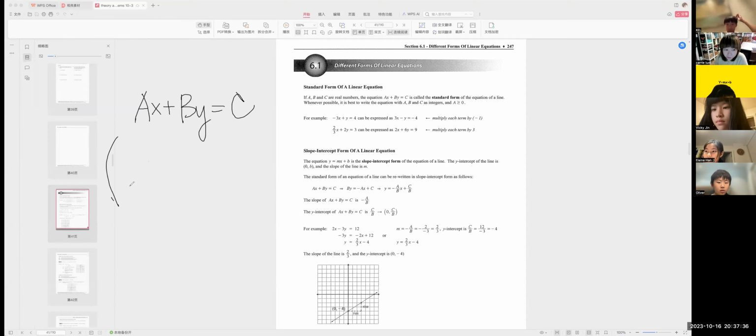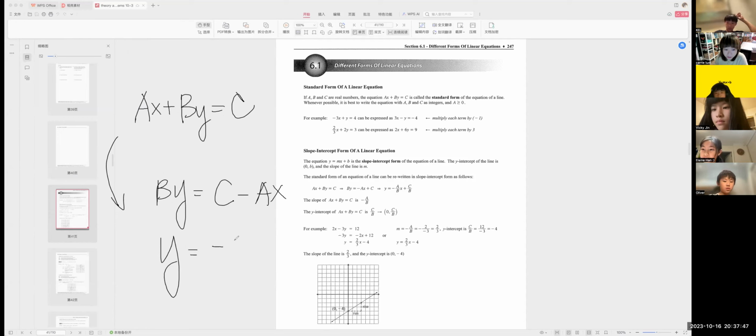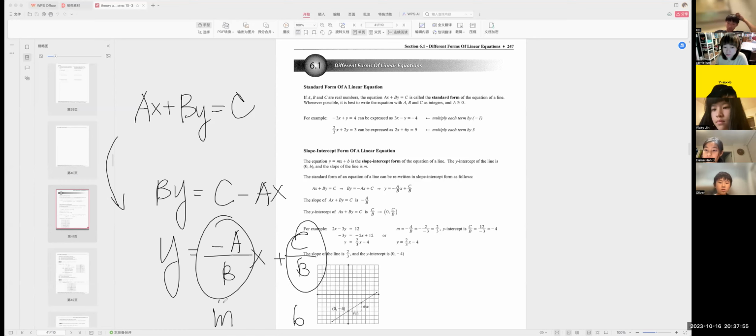Okay, so how do we transfer this one into the form we're very familiar with? We can have BY equals C minus AX, so Y equals negative A over B X plus C over B. This one is M, and this one is B.